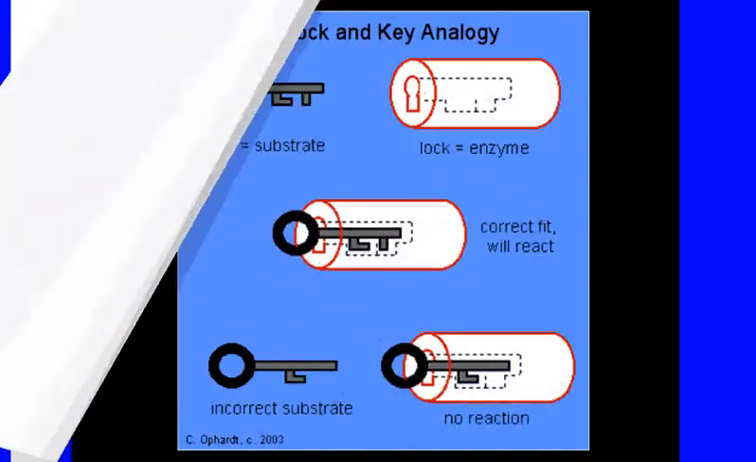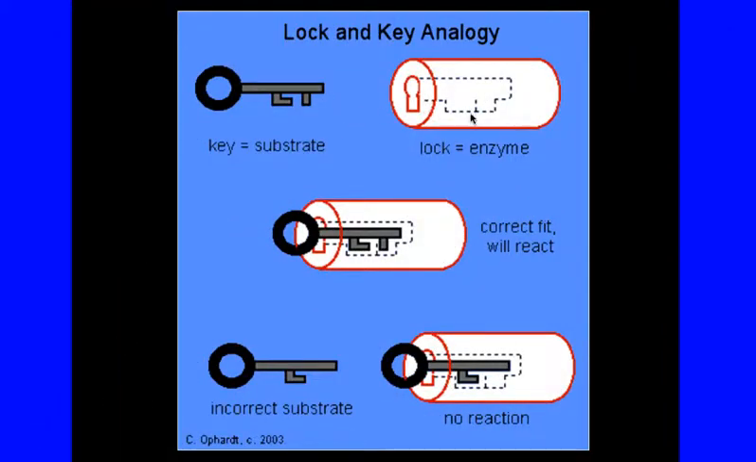You can kind of think of that like in the analogy of a lock and a key. The key has to fit the lock in order for it to open whatever it is you're trying to open. So if you're at your house and you stick your car key into your front door, well, that's not going to open your door because that key doesn't fit the lock, kind of like this bottom picture. You have to have the correct substrate and the correct enzyme for it to work.